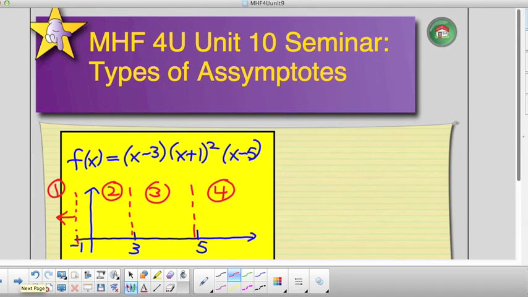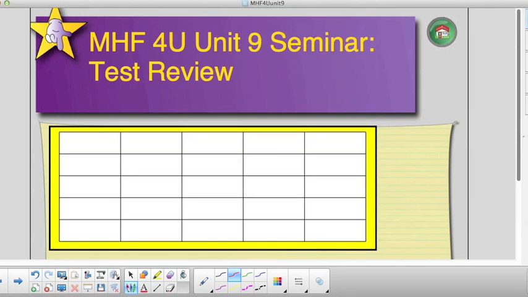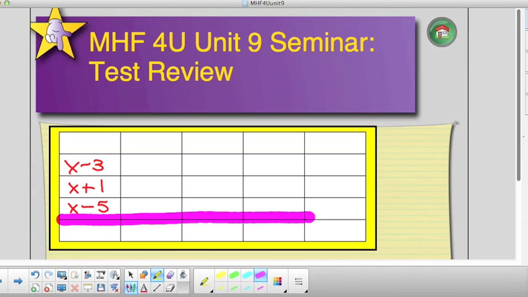And we can translate what I just said mathematically into a table. I'm going to put my roots on the left-hand side: x minus 3, x plus 1, x minus 5. Those are my roots. I'm going to draw a line here, and the behavior of the graph f of x, I'm going to place over here. Okay, that's a good start.